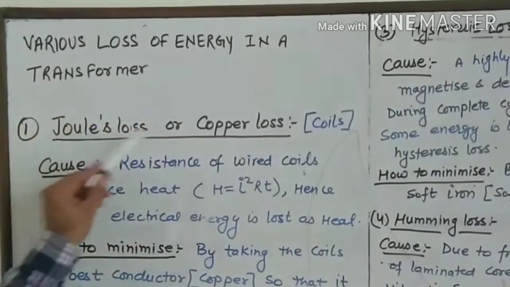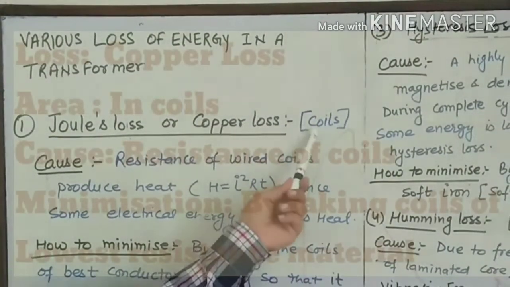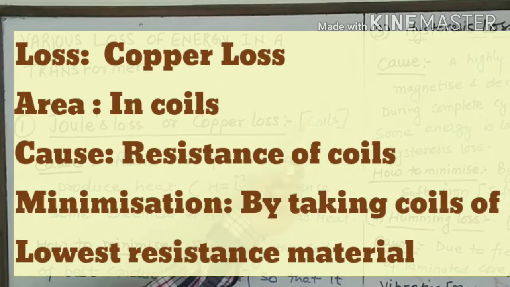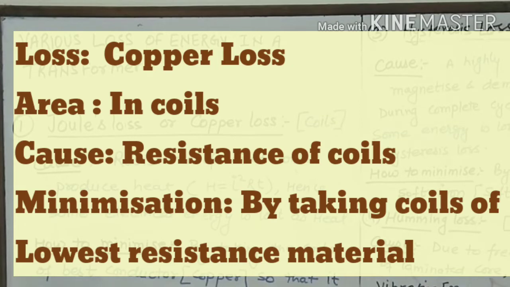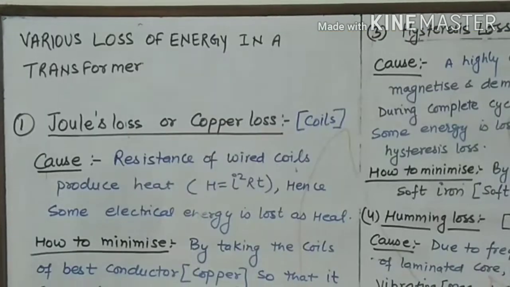So Joule's loss or copper loss takes place in the coils. Here is written the area where this loss comes from. This loss comes from the coil. What is the cause of copper loss? Copper loss is caused due to the resistance of the wired coils.